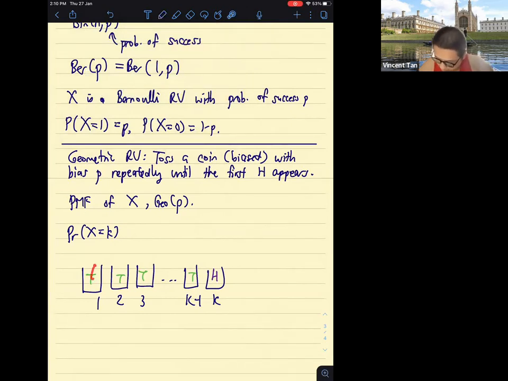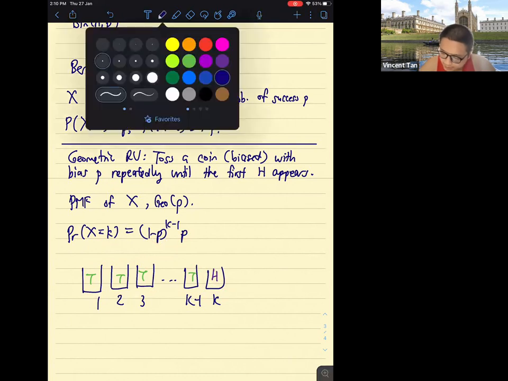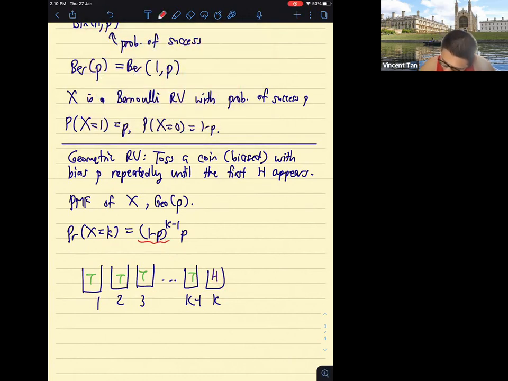So the probability would be (1 minus p) to the power of k minus 1, because 1 minus p is the probability of tails, multiplied by p. The p comes from the head, and the (1 minus p) to the power of k minus 1 comes from the k minus 1 tosses here. So what this means is that here we failed k minus 1 times, and on the last trial, we succeeded.